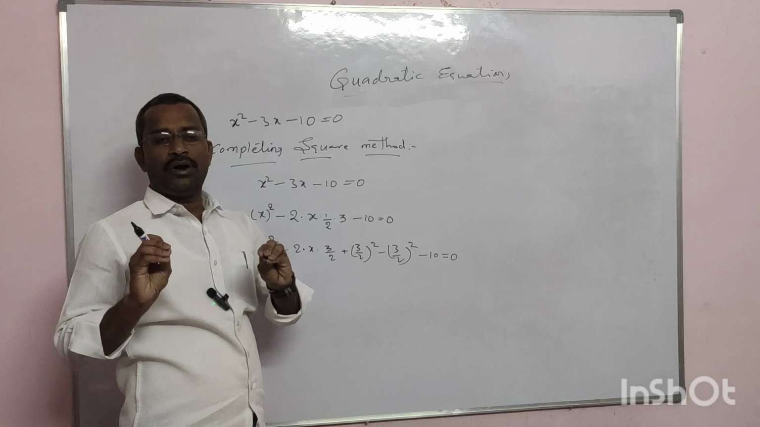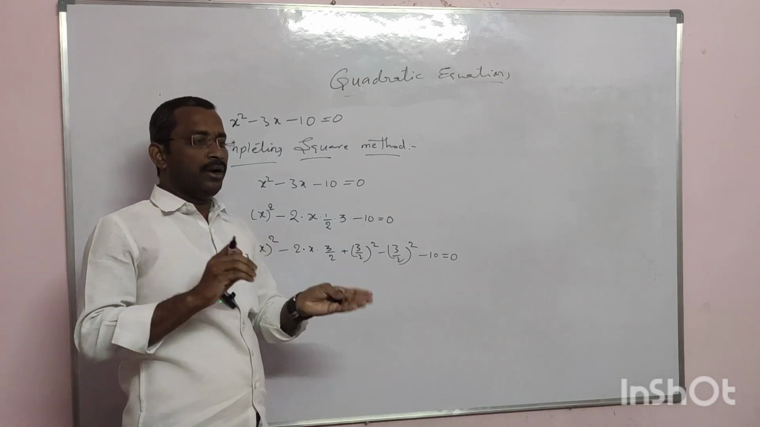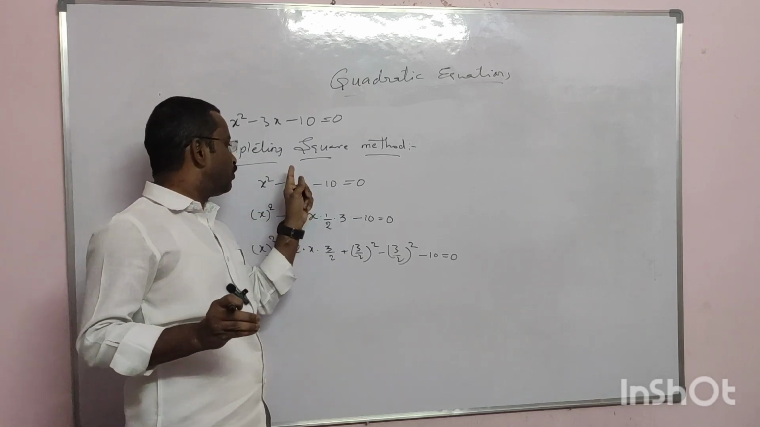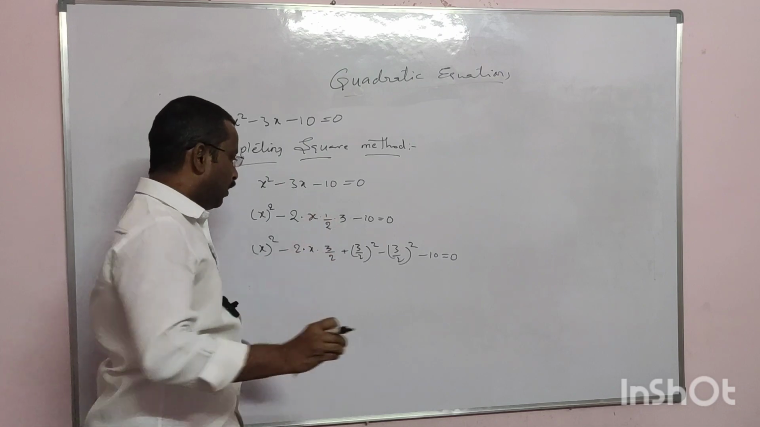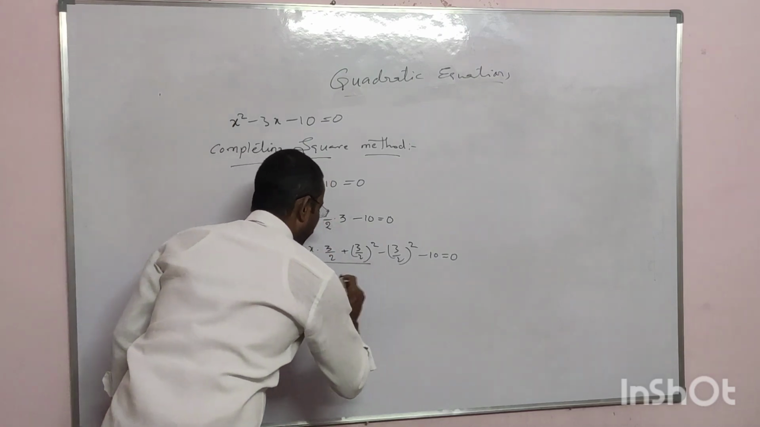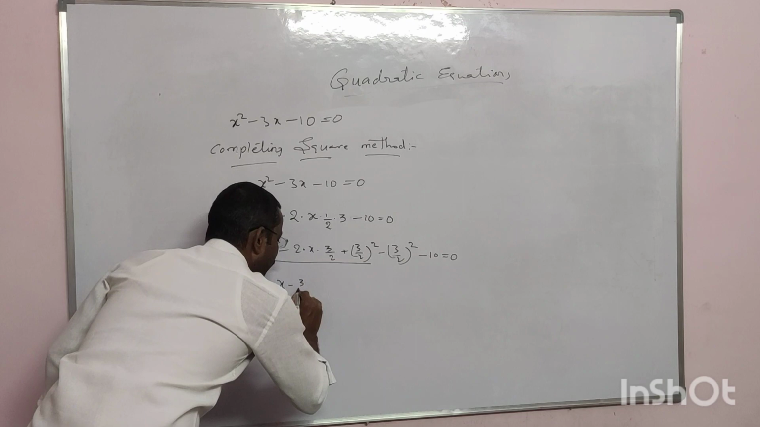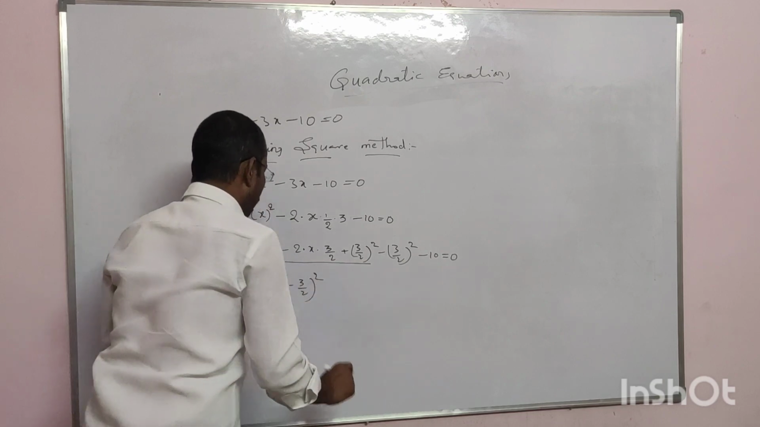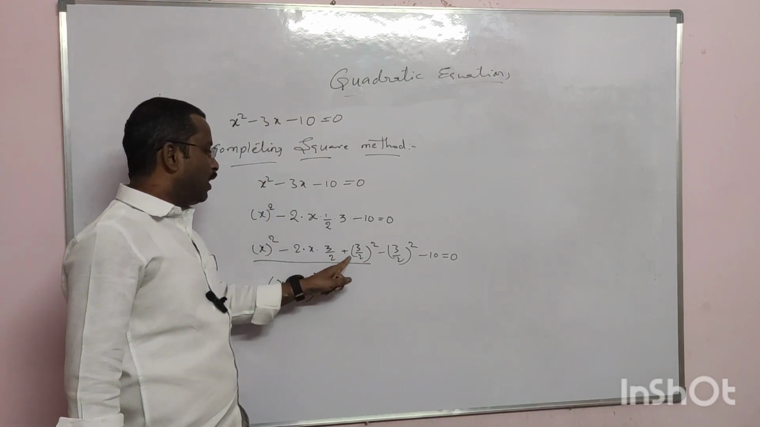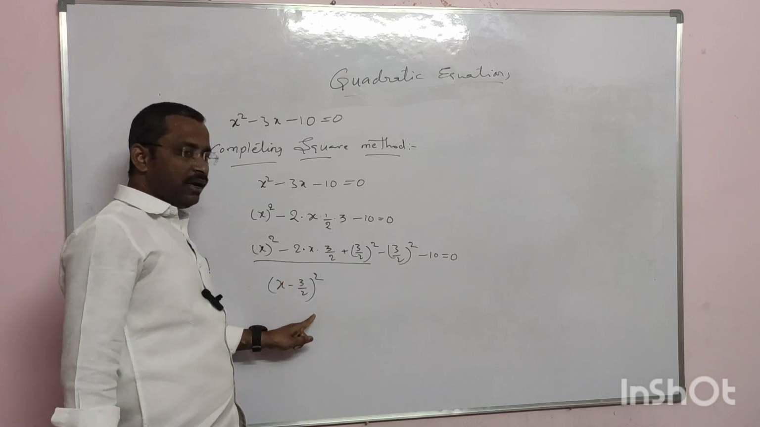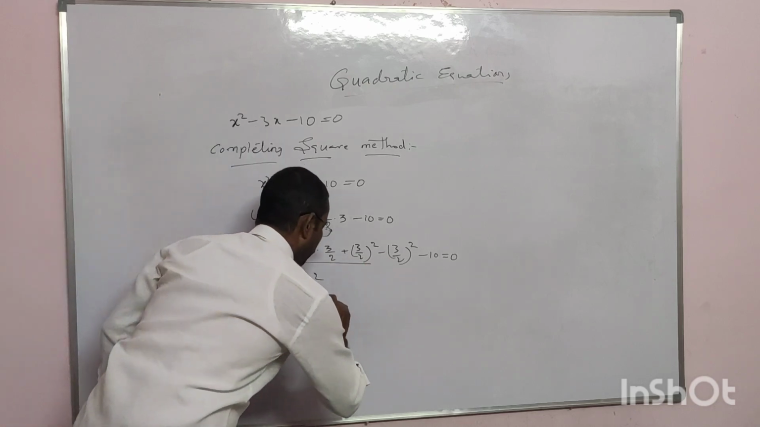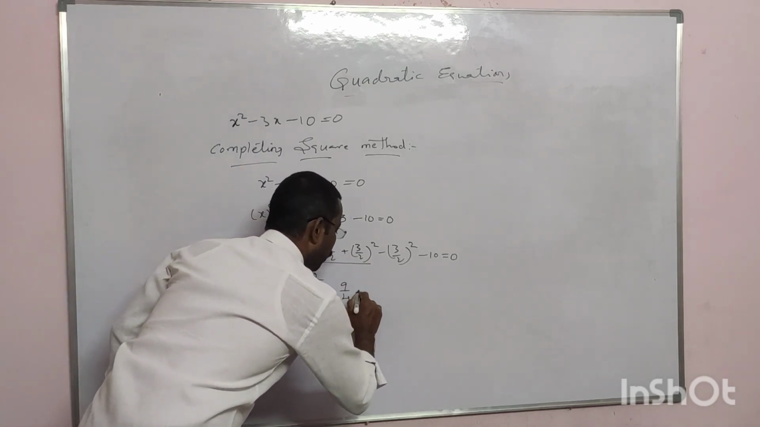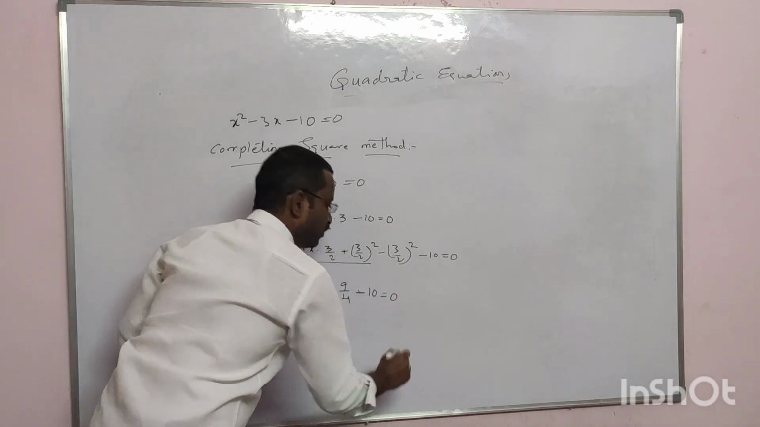Whatever the operation you want, you can do it. Either addition, subtraction, multiplication, division. But the final motto is that the question value should not be changed. Now listen till here. What happened? X minus 3 by 2 whole square, because a square, 2ab, b square, so that is a minus b whole square. What do you have here? Minus 9 by 4 minus 10 is equal to 0.